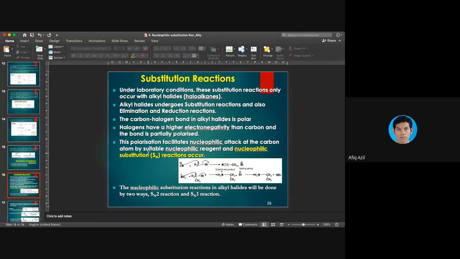So this polarization facilitates nucleophilic attack at the carbon atom by a suitable nucleophilic reagent, and nucleophilic substitution reactions occur. This is how substitution reaction is normally written, with subscript capital N. And then you have two types of mechanism, SN1 and also SN2. So they are written like this.